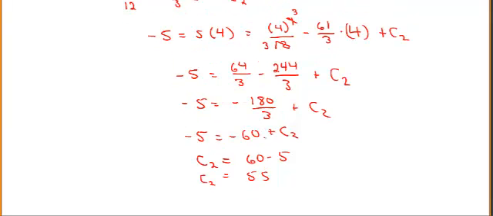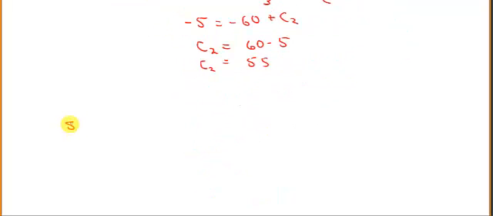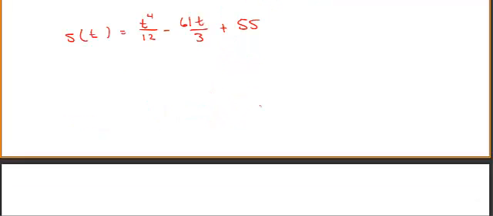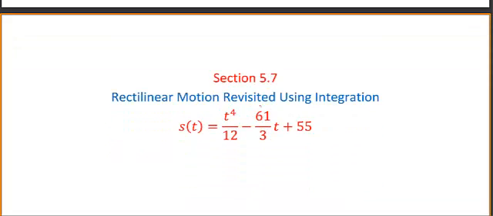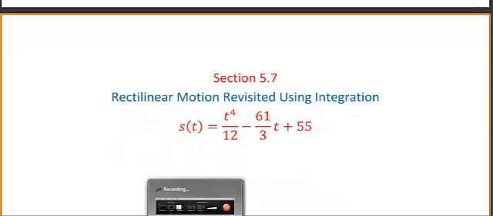And so we have then that S of t is equal to t to the fourth over 12 minus 61t over 3 plus C2, which is 55. And I think that we'll see that that's the case right here. Okay? All right, we'll do some more examples in the next video.